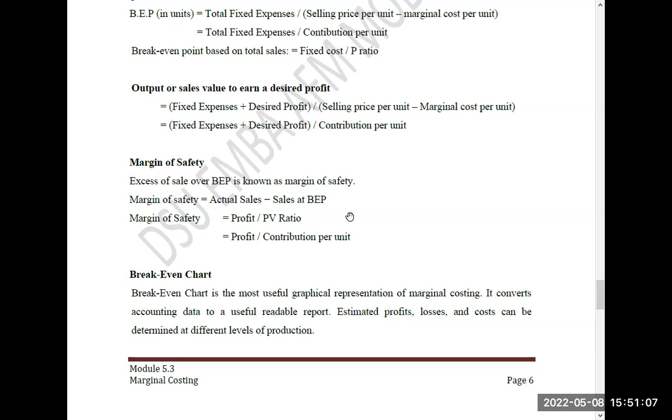From this, what we have to calculate? Point number one: calculate the sales value, sales in rupees, needed to earn a profit of 10% on sales. What is the profit they are expecting? 10% on how much amount per unit? Profit on selling price per unit. How much are they expecting? What is the profit per unit the company is expecting? What is the amount of profit that the company expects from the sale of one unit?